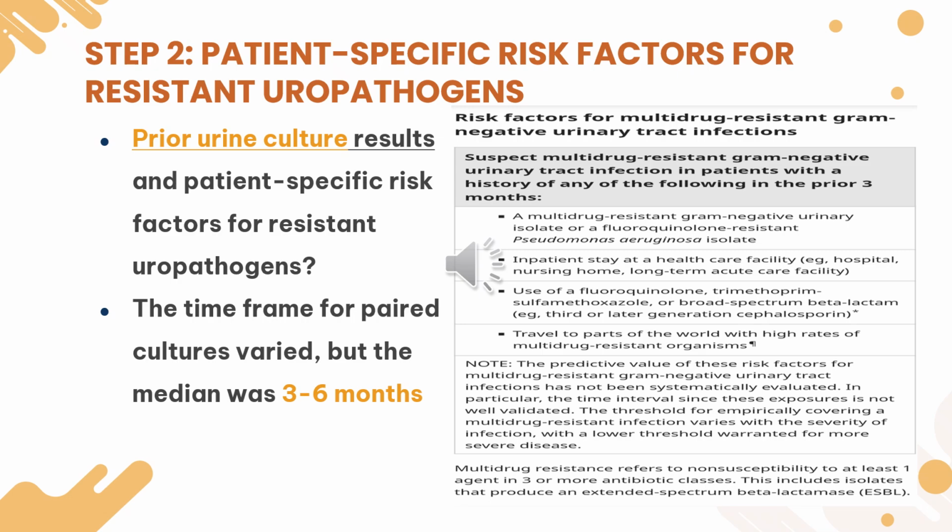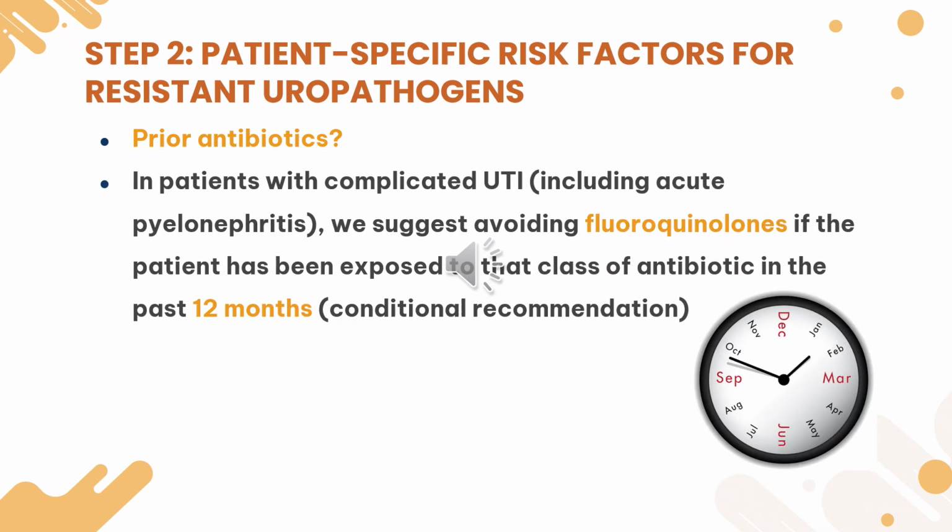Second step, assess patient-specific risk factors for resistant organisms. Did the patient have a previous culture with a resistant pathogen? The time frame for comparing cultures varied, but the median was 3 to 6 months. Ask the patient about previous antibiotics administered. Avoid fluoroquinolones if the patient has been exposed to them in the past 12 months.